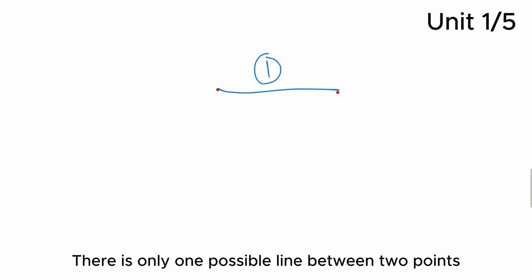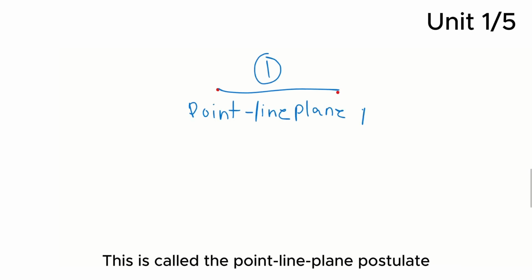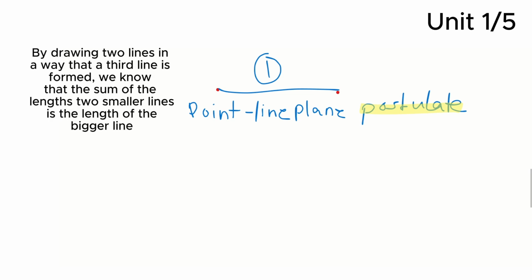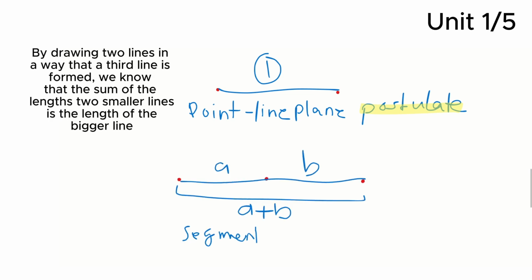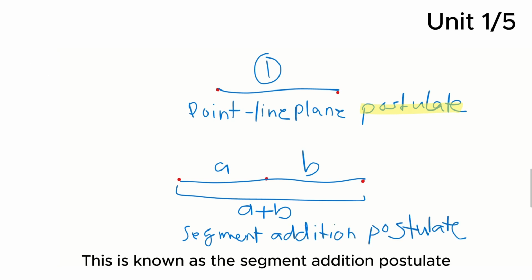There is only one possible line between 2 points. This is called the point-line plane postulate. By drawing 2 lines in a way that a third line is formed, we know that the sum of the lengths of the 2 smaller lines is the length of the bigger line. This is known as the segment addition postulate.